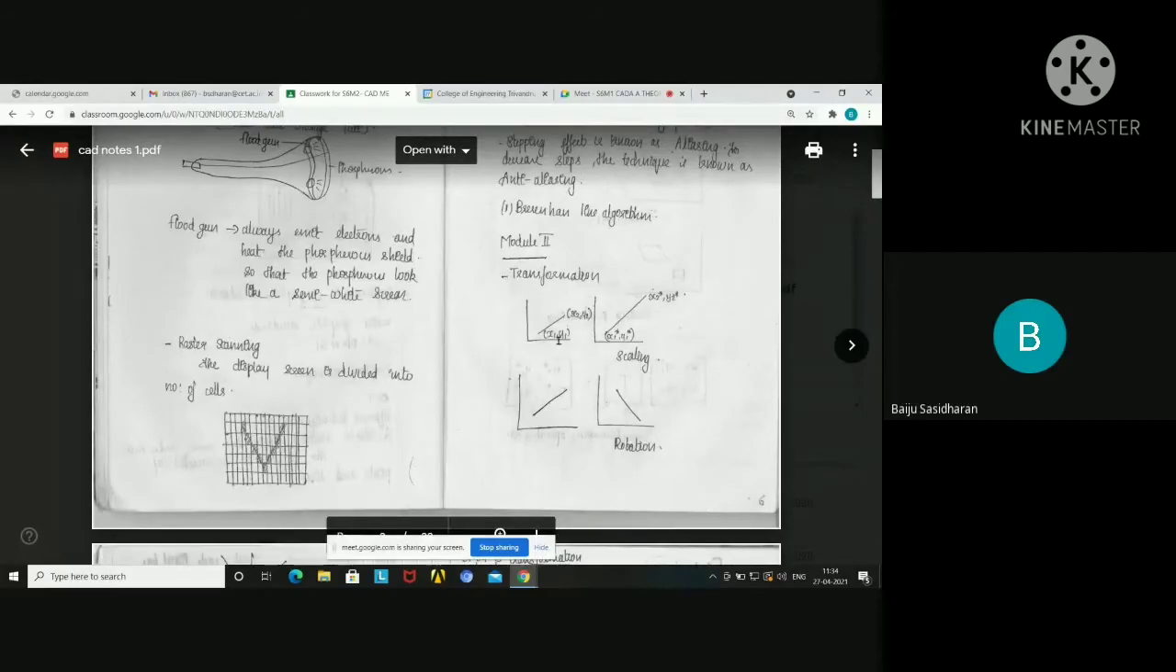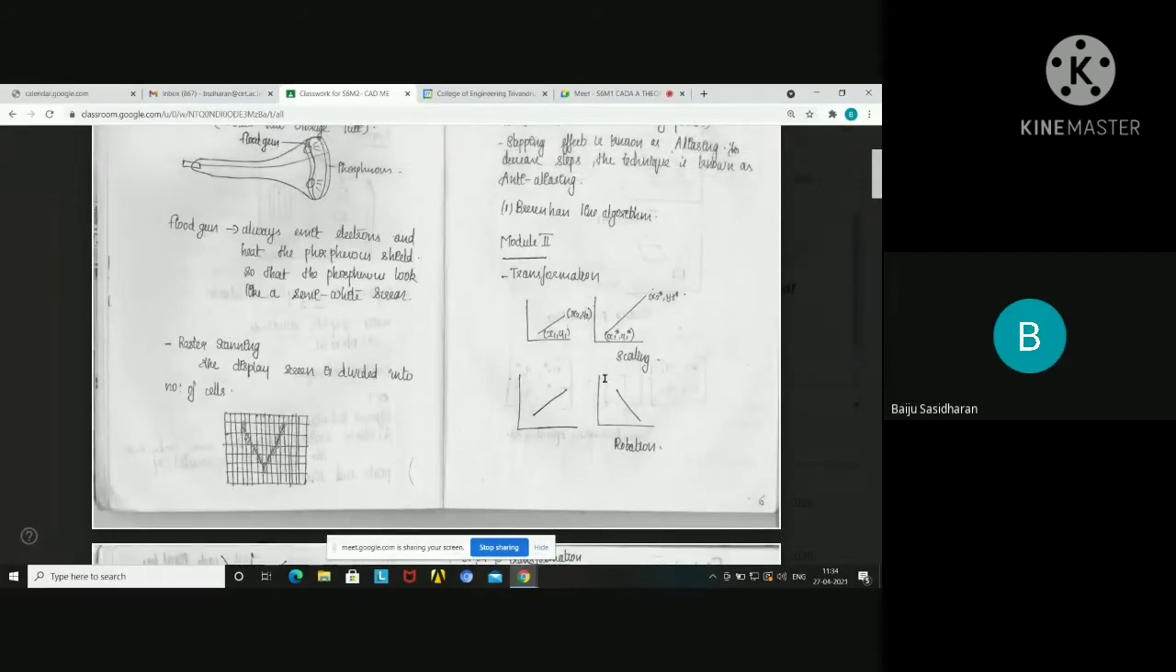The figure shows transformation. Transformation means we can change the position of one entity on a screen. We can change the size of any entity. We can orient the entity in any other direction. Such types of actions are known as transformation.